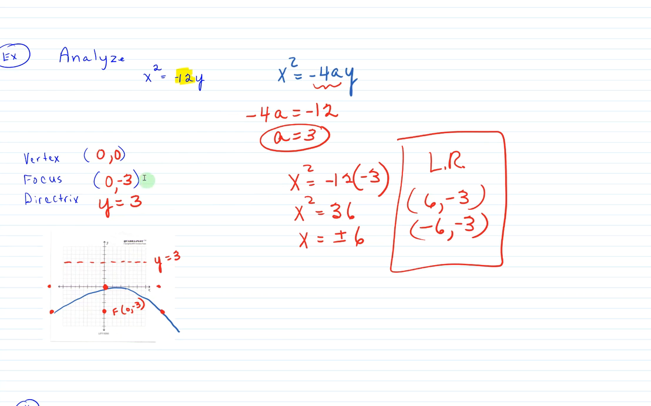Then we're going to substitute the negative 3 into this equation. So x squared is negative 12 times negative 3. X squared is 36. X is plus or minus 6. So you have (6, negative 3) and (negative 6, negative 3). When we graph it, we have the vertex at (0, 0). We know y is 3. We know the focus is at (0, negative 3). And then we have (negative 6, negative 3) and (positive 6, negative 3). And then we can graph.